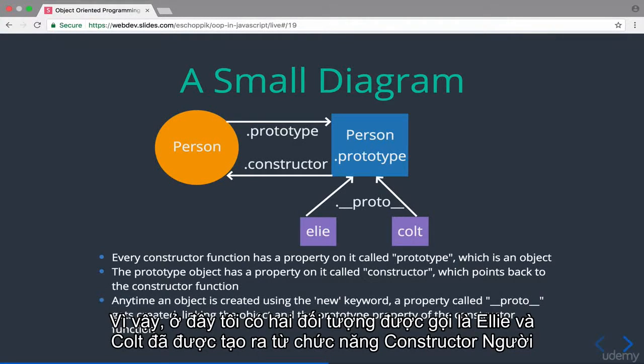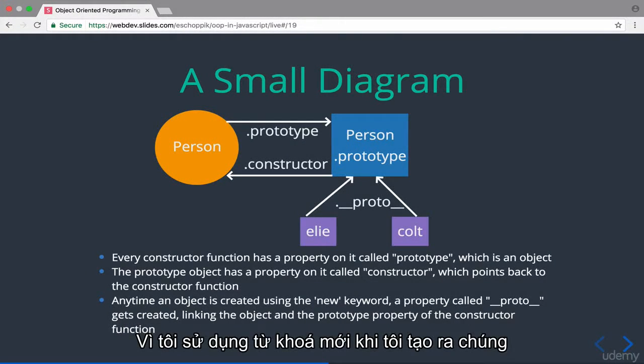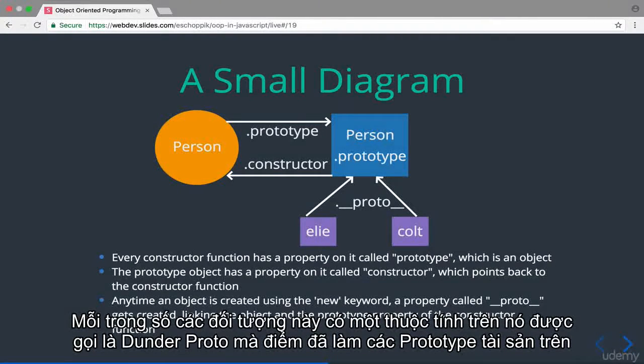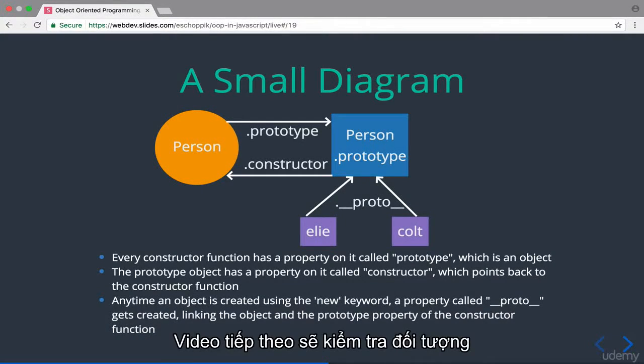So here I have two objects called Ellie and Colt, which were created from the person constructor function. Since I used the new keyword when I created them, each of these objects has a property on it called DunderProto, which points to the prototype property on the person constructor. In the next video, we'll examine the prototype object and see just how useful it is. See you then.